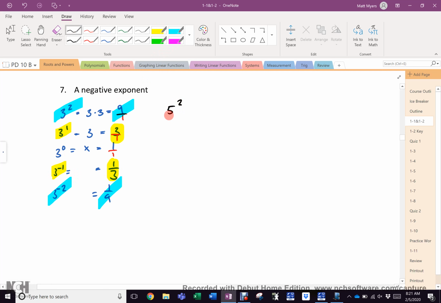5 squared divided by 5 cubed. What should I do with those? Well, that's 5 times 5, right? And that's 5 times 5 times 5, right? Well, what's going to happen here? Gone, gone. What's left? 5 in a denominator. What's up here? Has to be a 1, because if it's a 0, this isn't anything, right? And it's not 0. So, 1 over 5. Now, what is 2 minus 3? 5 to the negative 1. So, if 5 squared divided by 5 cubed equals 1 over 5, then 5 to the negative 1 must equal 1 over 5, which is the same as 5 over 1.